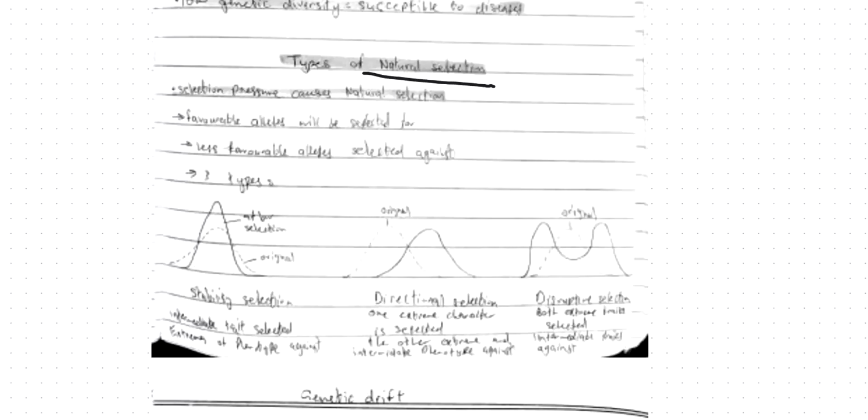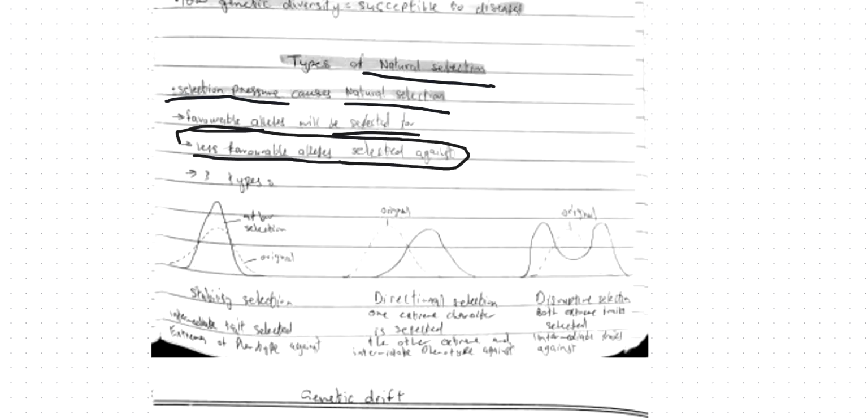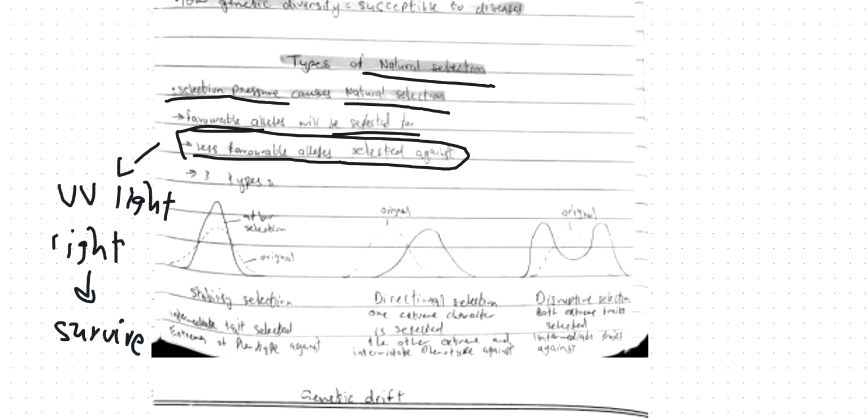Remember that selective pressure will cause natural selection, and favorable alleles will be selected for, but less favorable alleles will be selected against. What does this mean? I told you earlier that in a place where you have a lot of UV light, the light-skinned people will be more likely to survive. And so the favorable alleles are the alleles for the light skin, but the alleles that are not selected are the skin color which will be affected more by UV light. So there are three types of natural selection that you need to know.